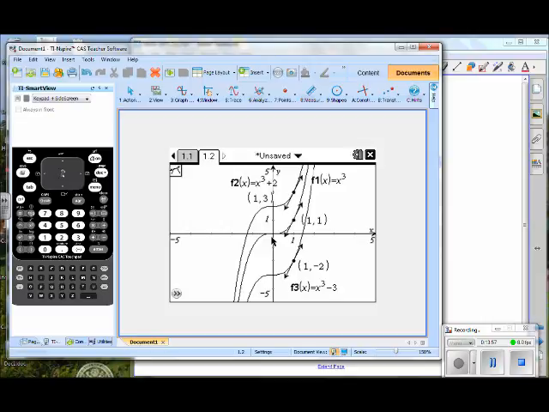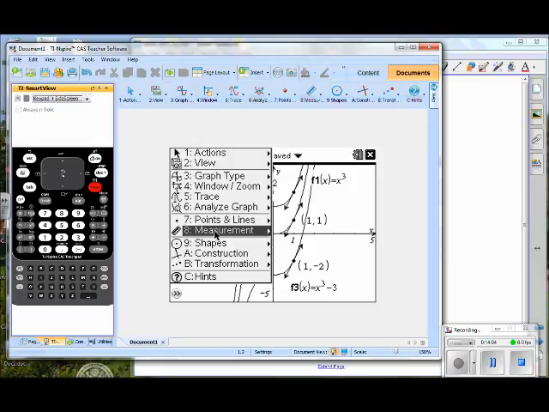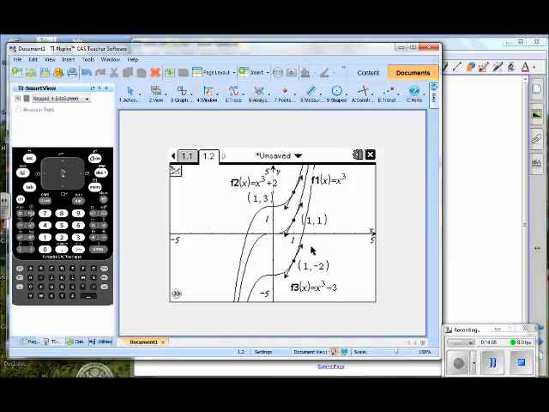Maybe some of you know where I'm heading on this. I'll put a tangent at each of those, and let's do a measurement of the slope. Now, what should the slope be of each of these tangents? Think about what is a derivative. The derivative is the slope of a line tangent to a curve at a point.